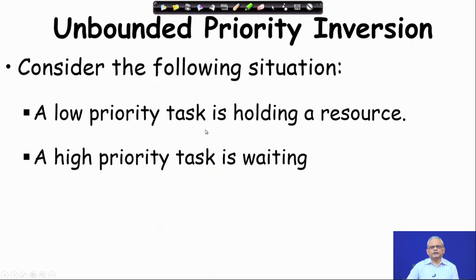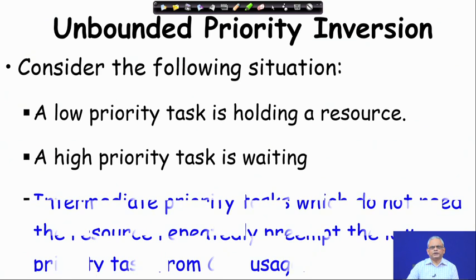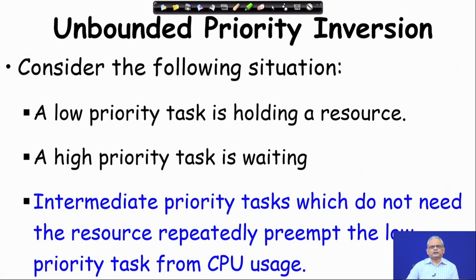Now, in the meanwhile, a high priority task is waiting for that resource, and because the low priority task holding the resource cannot be preempted before it completes its uses of the resource, the high priority task is waiting. So, this is a simple priority inversion, but then the unbounded priority inversion arises when there are many intermediate priority tasks which are not needing the resource, and therefore, they can execute and use the CPU.